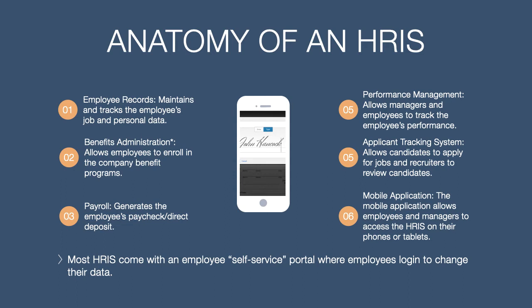The benefits administration allows employees to enroll in the company benefit programs. And so it not only does the enrollment process, but it tracks and maintains the benefits of various employees as well. Payroll, of course, generates the employee paycheck and direct deposit for the organization. And sometimes, if it's a multinational organization where they might have employees in different countries, they might have various payroll systems based on the number of countries and where they're located.